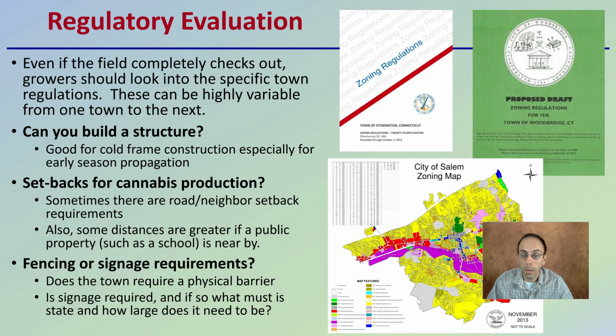Any setbacks for cannabis production? Sometimes there are road or neighbor setback requirements. How far do you need to be from other areas? There are also some greater distances for public property, such as a school, if that's nearby, something else to consider when looking at those zoning regulations. And then fencing or signage requirements. Does your town require a physical barrier, or is signage required? If so, what must it state and how large does it need to be?